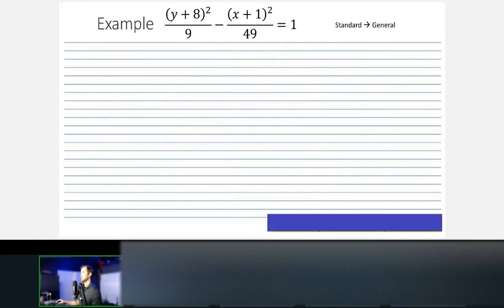All right. Now the second half. Now we need to go from standard to general. So, what do we have to do first? Yeah, we have to find the LCD. We have to find the lowest common denominator. So, I'll give all of you 30 seconds or so. What is the LCD of 9 and 49?